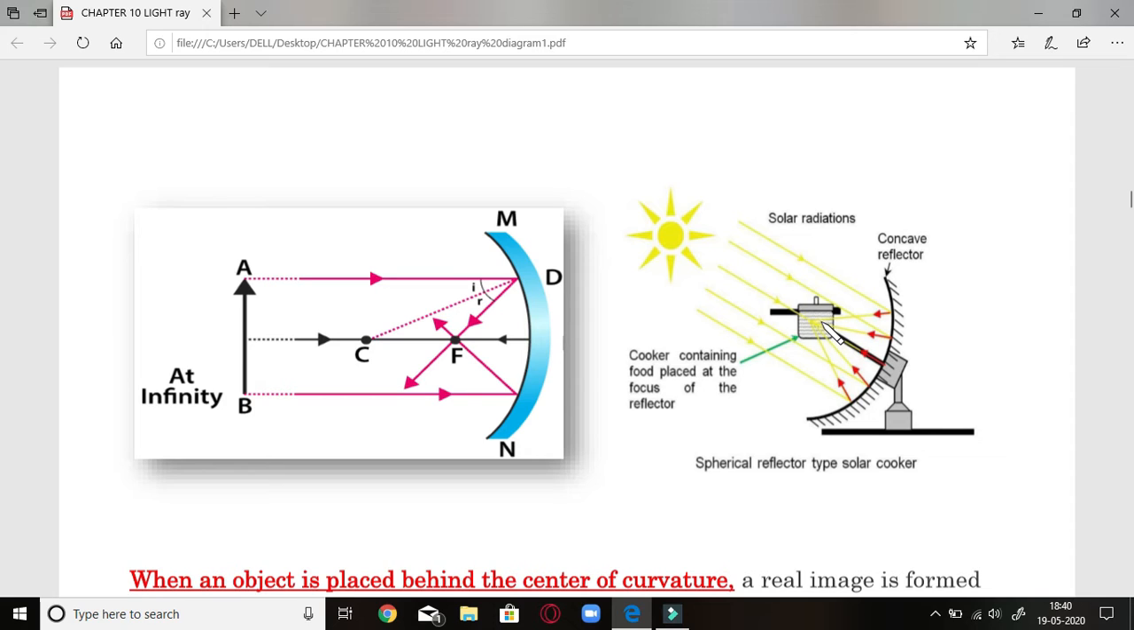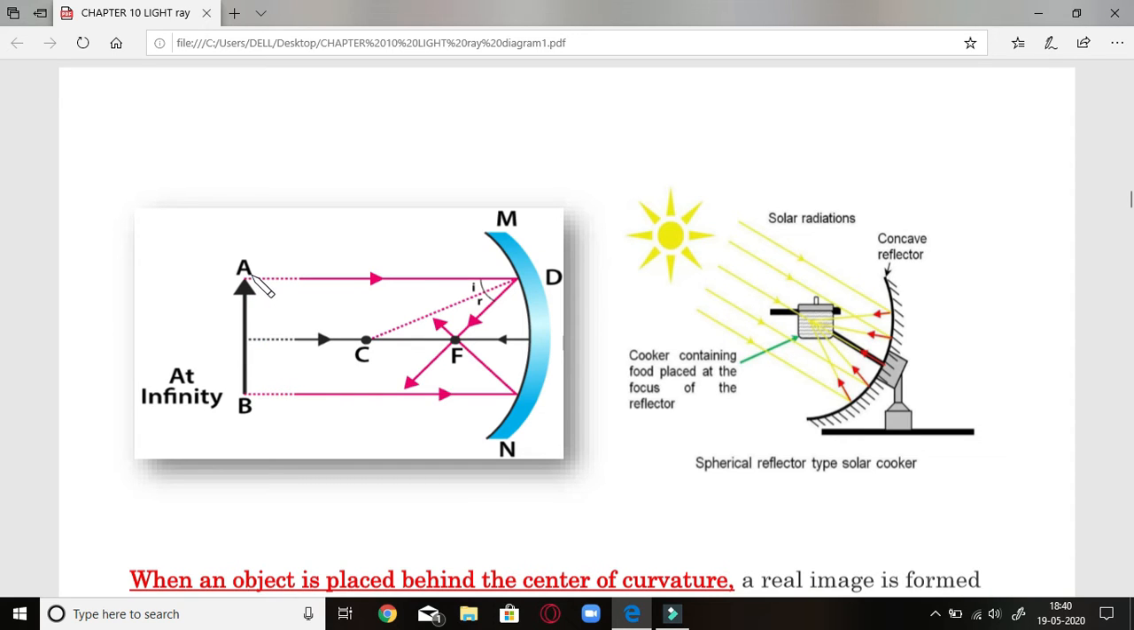Now let us see how we can depict it in the form of a ray diagram. In this ray diagram, you will take a concave mirror, make a principal axis, and then mark all the points on it. Now this is an object. A and B is an object which is upright. A means arrow and B means base. So this is an object.